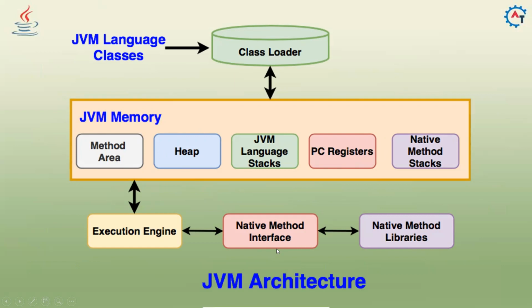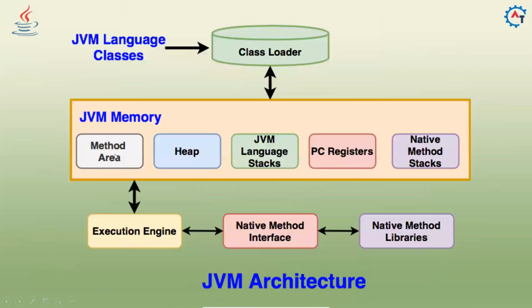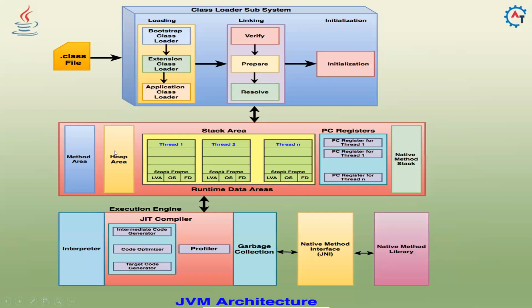If you want to deep dive into the same architecture, it looks like this. The .class file comes to the class loader subsystem. Inside this you have loading, linking and initialization, and then the runtime data area. In this you have the method area, heap area and stack area. Inside the stack area, we have different threads. As we discussed, Java is multi-threaded, so thread 1, thread 2, thread 3, up to thread n.